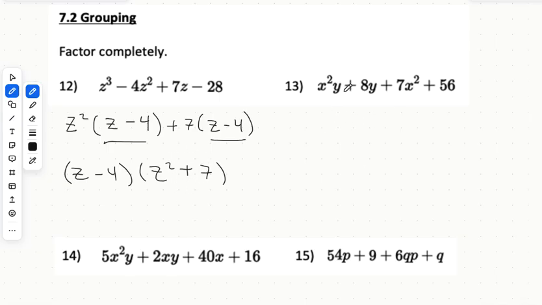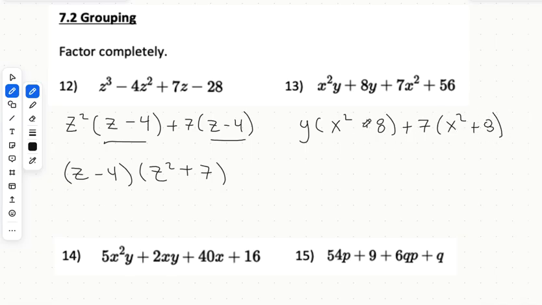So let's try the same thing with this one. Looking at those first 2 terms, it looks like the only thing they have in common is the y. So I'll bring the y out front, and that will leave me an x squared plus 8. Here I'm really hoping for another x squared plus 8. Looks like I can bring out a 7, and then there's the x squared, and then there's the plus 8 again.